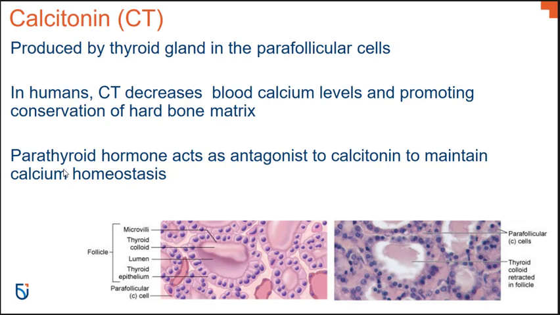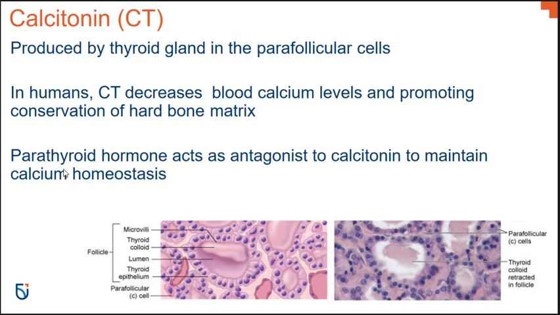There's also a hormone that exists that is an antagonist to calcitonin. In other words, it works in opposition, and this is called parathyroid hormone. This hormone, as I said, causes the opposite effect. So if calcium levels were low in the blood, parathyroid hormone would work to pull calcium out of your bones and put it into your blood.